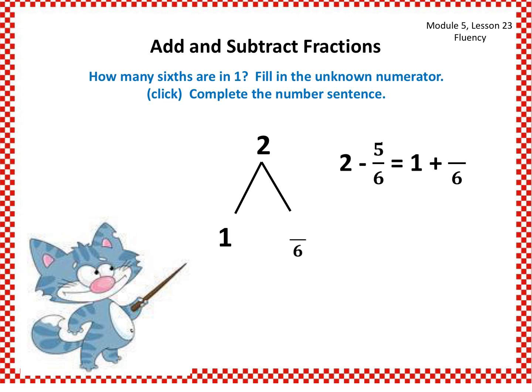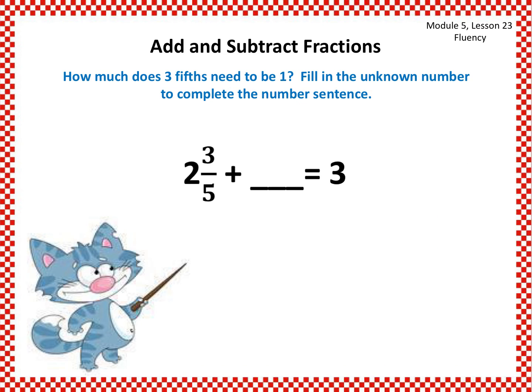Okay, we're going to do that same thing here. 2, the number bond 2 can go into 1 and 6 sixths. And then we were looking at 2 minus 5 sixths. So again, 1 and 6 sixths, as it says, minus 5 sixths. And we'll have 1, and 6 minus 5 is 1 sixth.